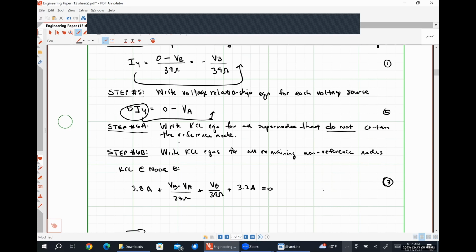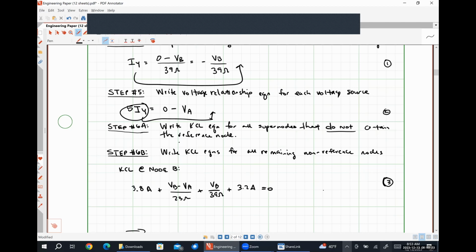My last equation here, my coefficient for VA is -1 over 23. My coefficient for VB is +1 over 23 plus 1 over 39. My coefficient for IY is 0. And then my constant term will be -3.8 minus 3.2, or -7.